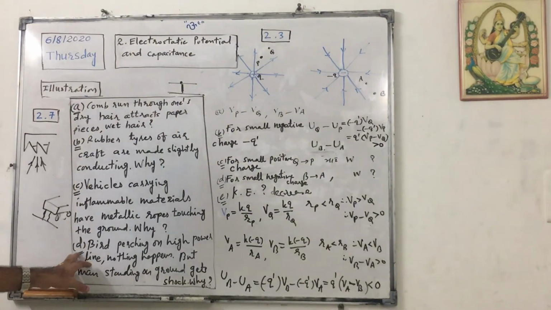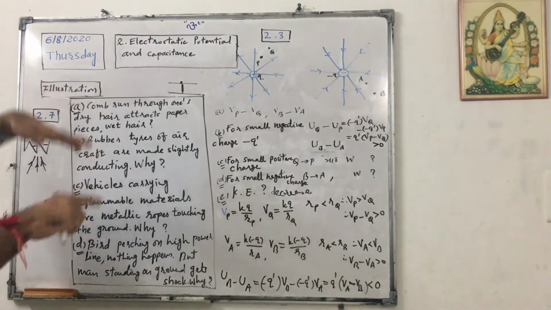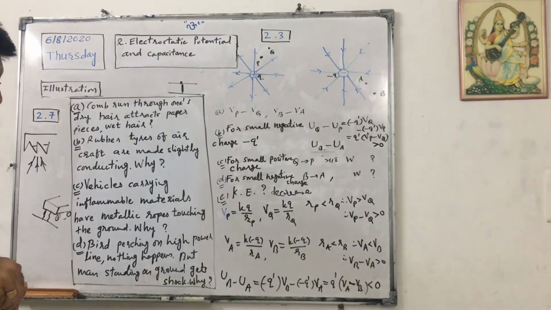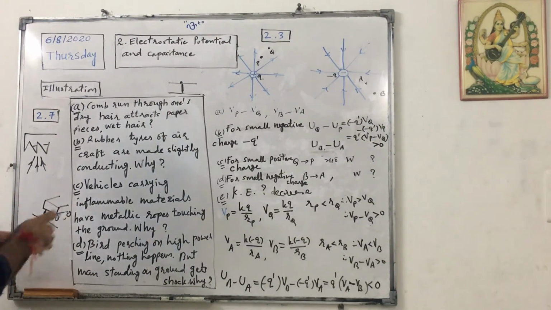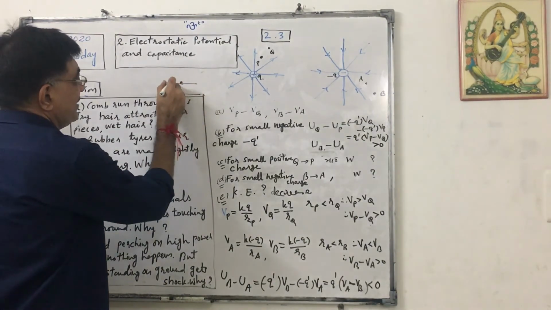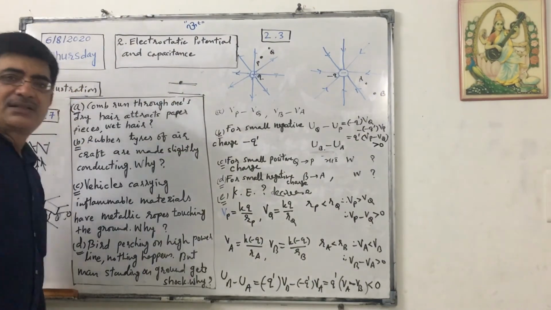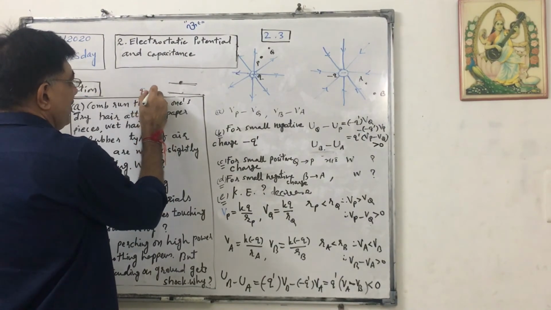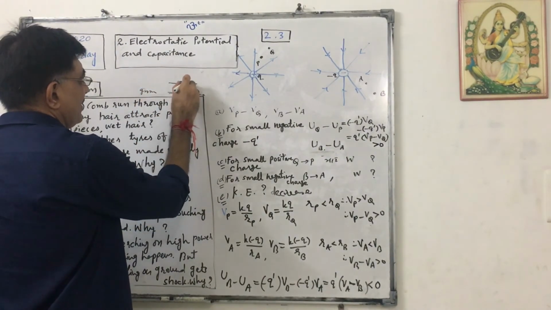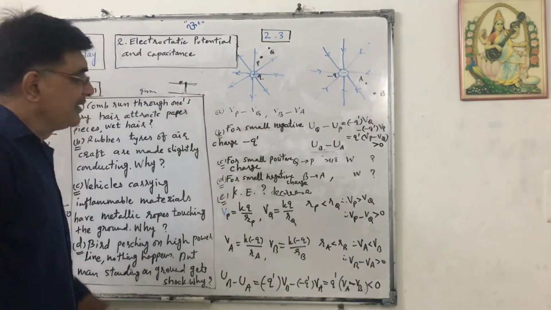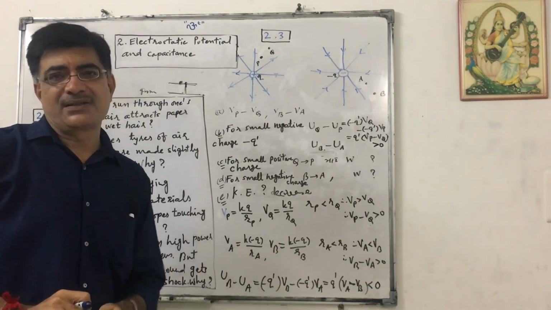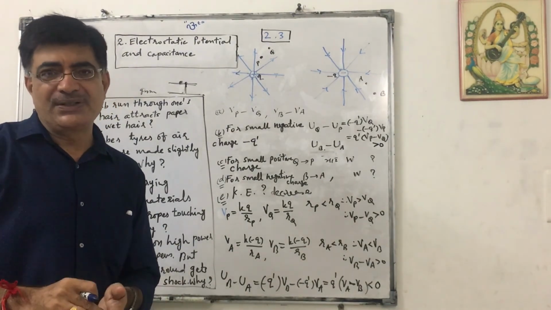And last one, bird perching on high power line, nothing happens, but if a man standing on ground touches the line, he will feel shock. Why? Because see, bird is perching on single wire, so no potential difference. But for man, suppose this is ground, okay, and if it touches like this, okay, circuit is completed, there is a potential difference. So current will pass through the person because the ground is conducting material. So he will experience a shock, fatal shock.